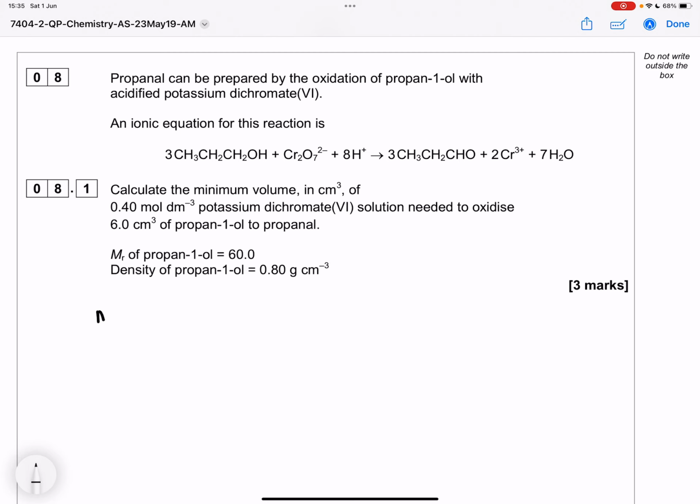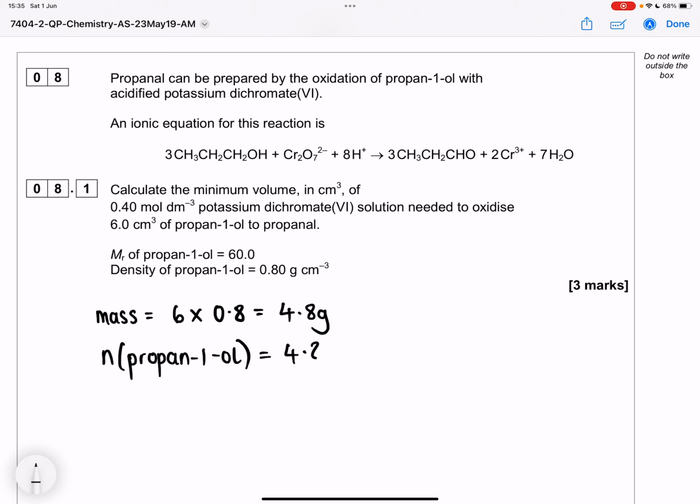First thing we need to do is work out what mass of propan-1-ol that is. So 6 centimetres cubed, 0.8 grams per centimetre cubed. So that's 4.8 grams. So how many moles of propan-1-ol are we starting with? So moles is mass over Mr. So that's 0.08 moles. So the ratio is 3, and we want it of the dichromate, which is this one here. So it's 3 to 1.